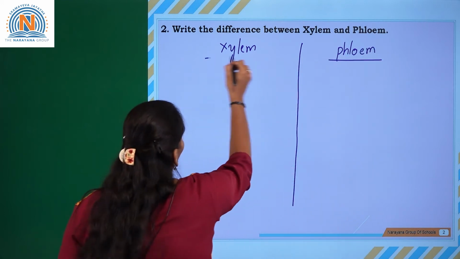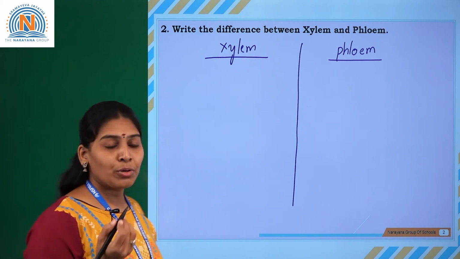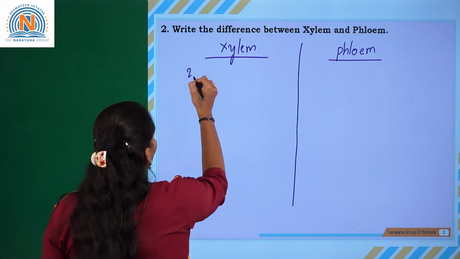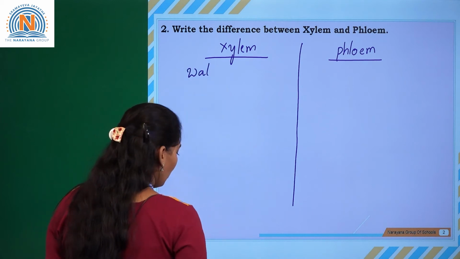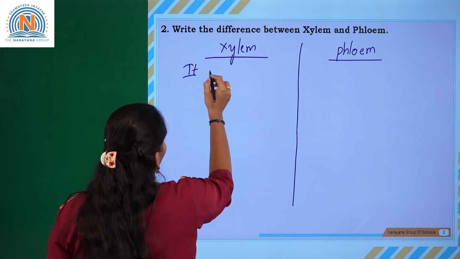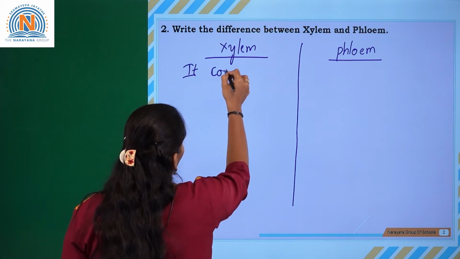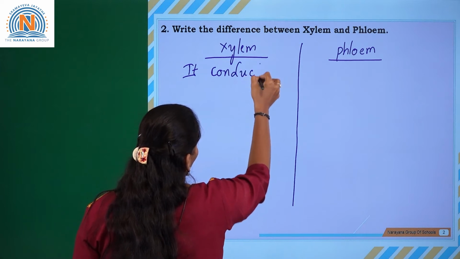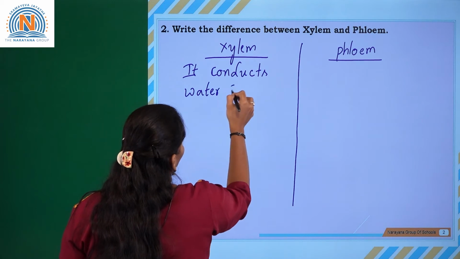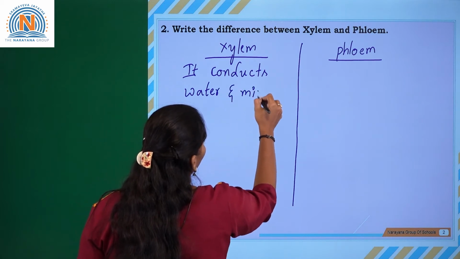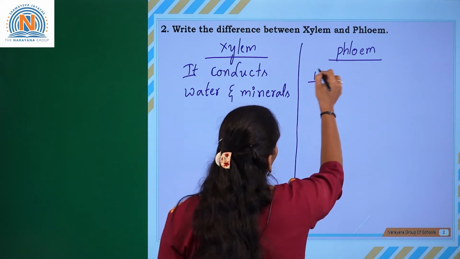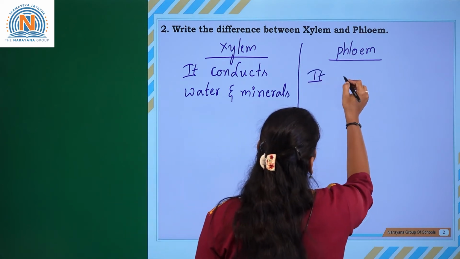Majorly, the xylem is responsible for the conduction of water and minerals. So let us write, it conducts water and minerals, and phloem conducts food.